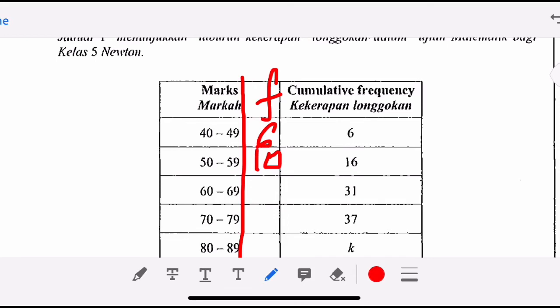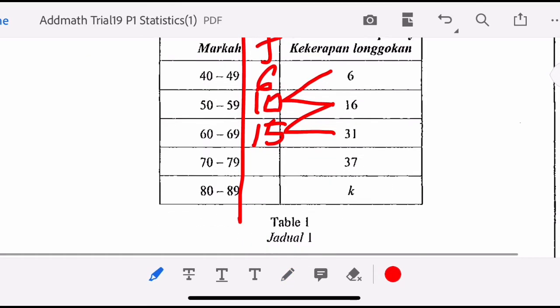So for example here, I got 6, I got 10. How do I get 6? Of course, I subtract back. I take 16, how do I get 10? I take 16 minus 10, I got 6. And then 31 minus 15. Or you can say 6 plus 10 equals 16, 16 plus 15 is 31, add on and so on and so forth.